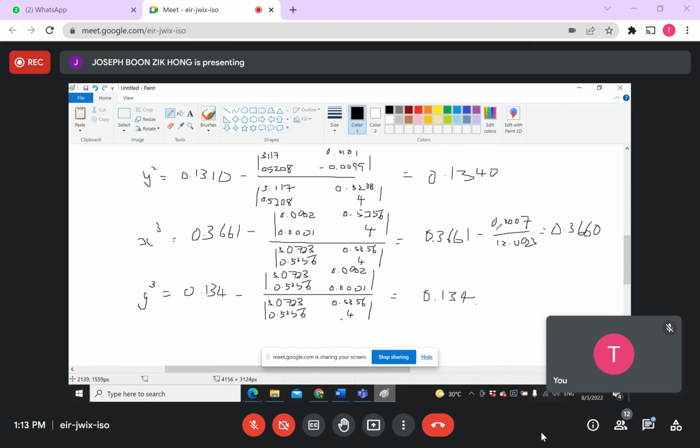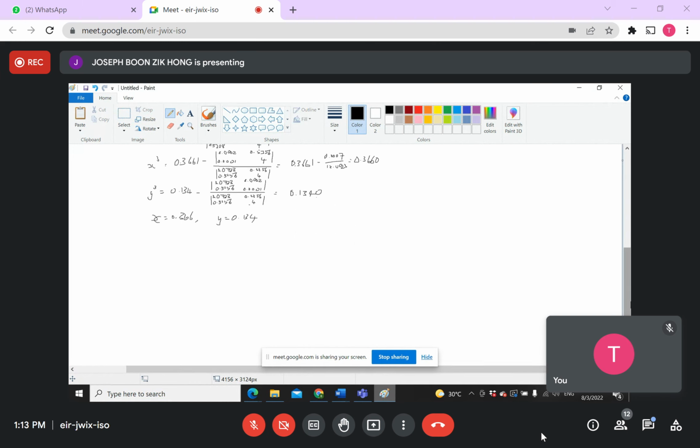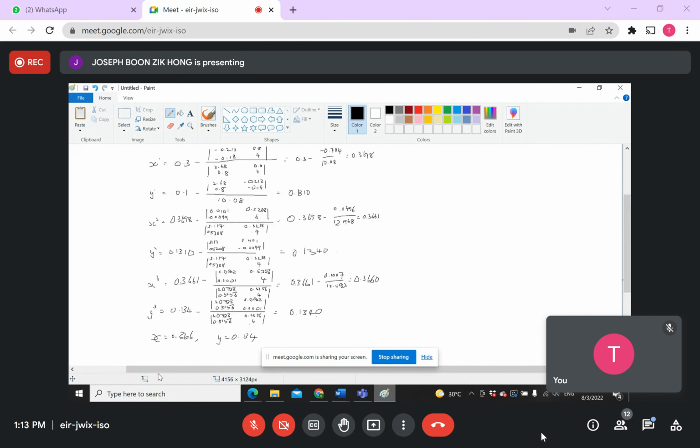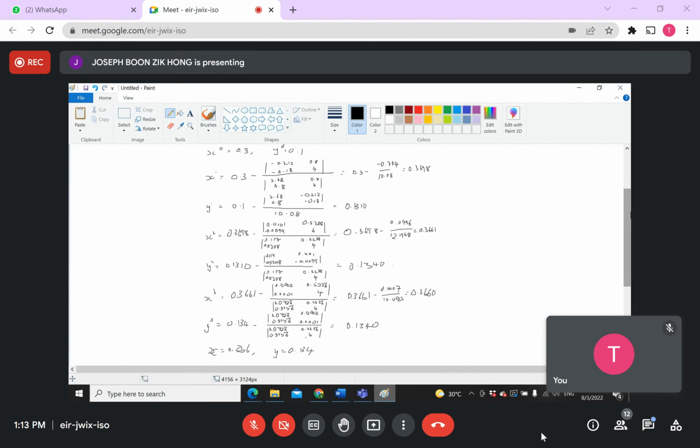So what we see in this one, no difference after rounding off. So that means your x will be 0.366 and your y will be 0.134. This one is a bit longer because you do it until x3 only then you get the answer. x2 cannot be confirmed yet because for x2 the distance is still big.